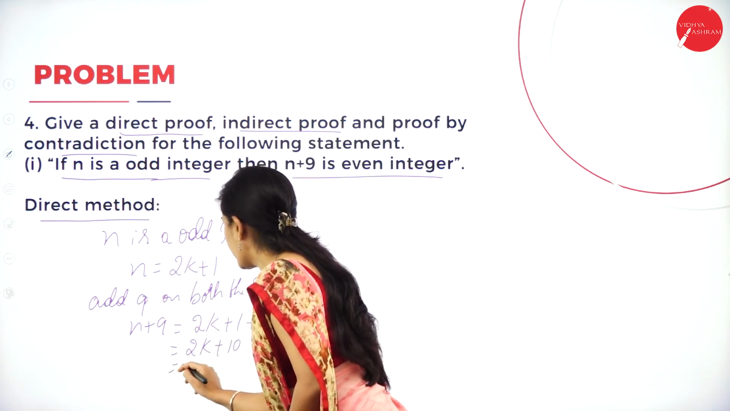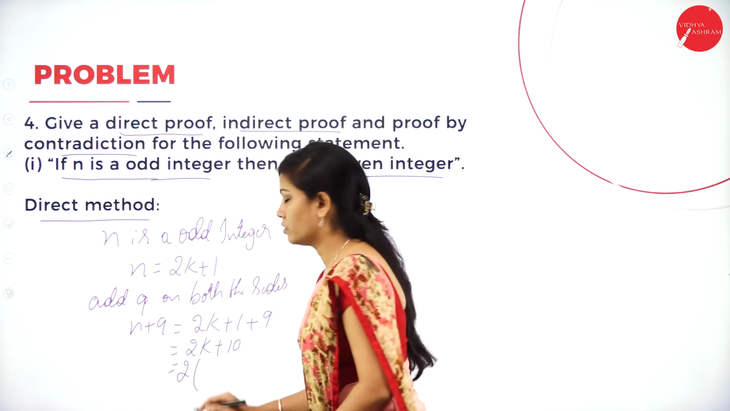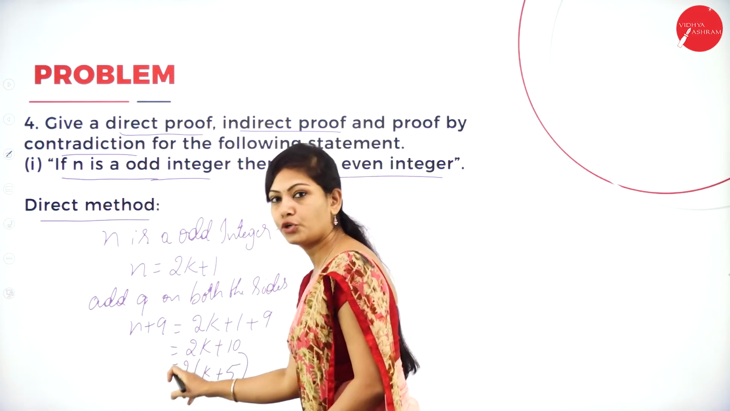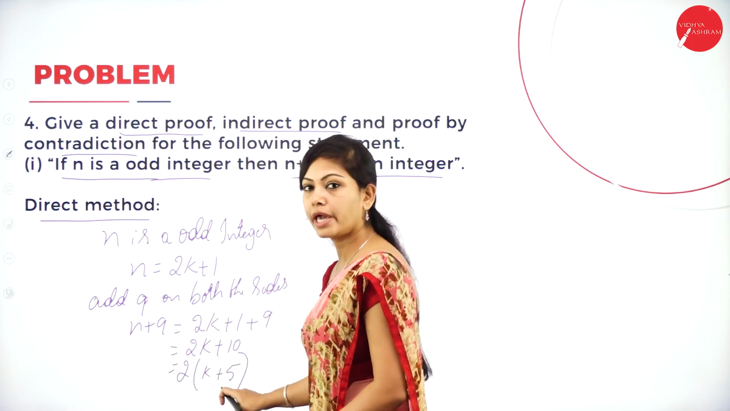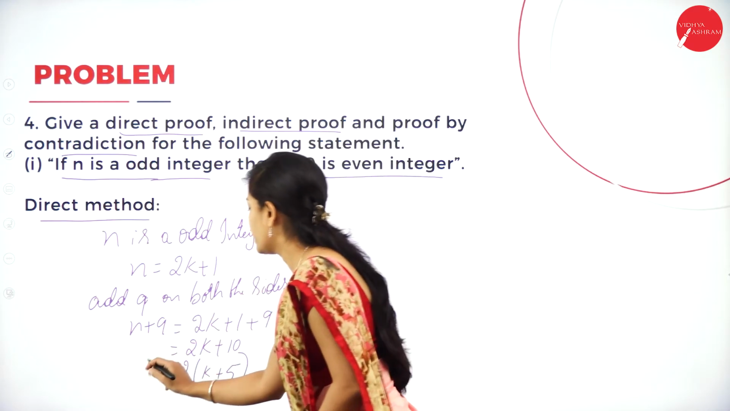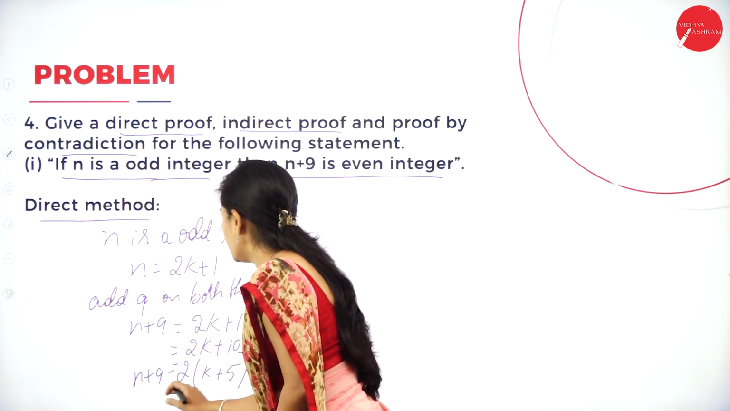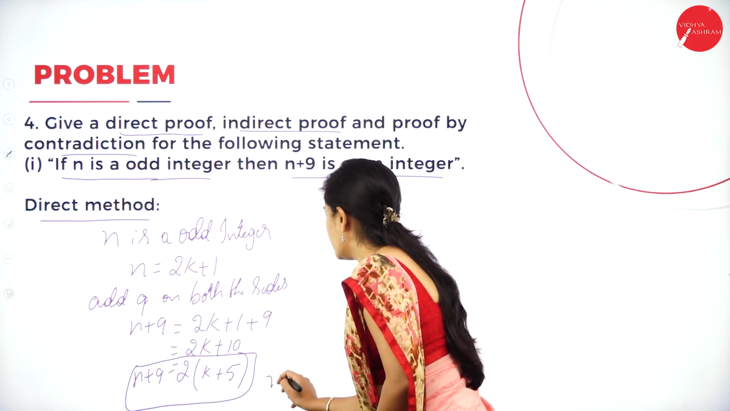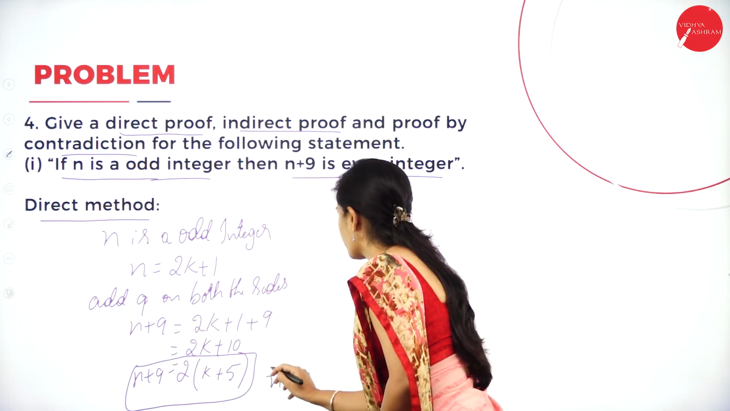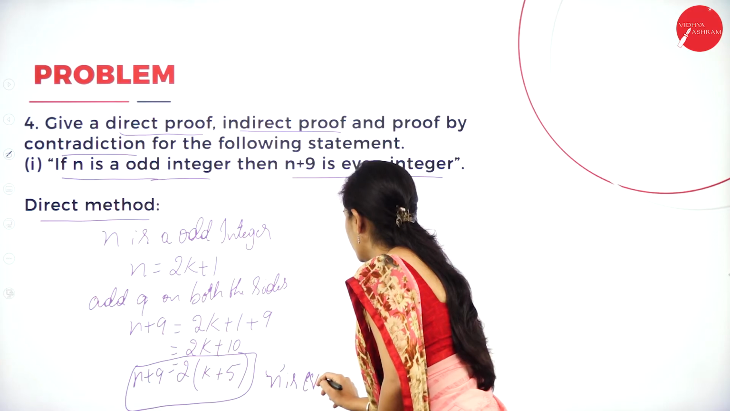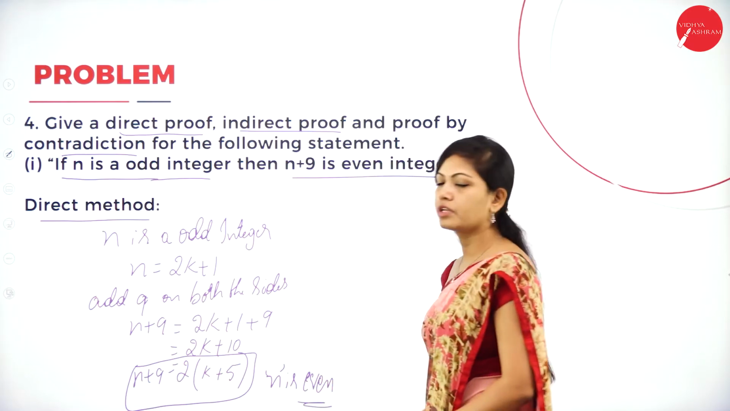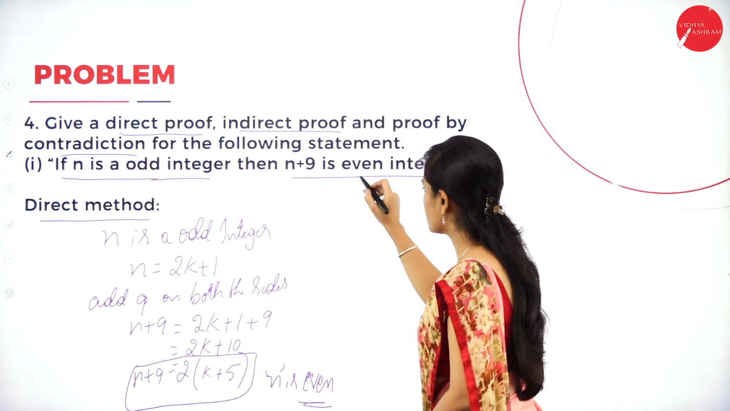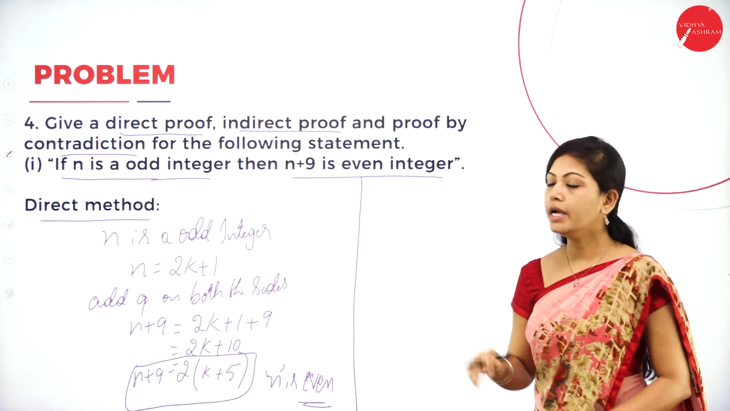Again I can take a common factor 2, so 2 into k plus 5. So this is in the form of 2 into k. So 2 into k means it is divisible by 2. So n plus 9 is equal to 2 into k plus 5, so it is even. Clear? If n plus 9 is even, then Q is true. So this is proved by the direct method.